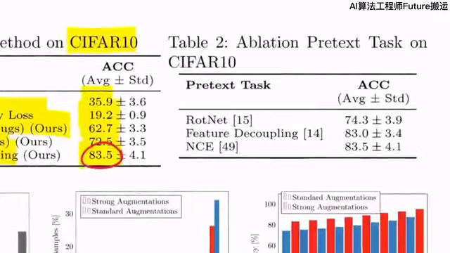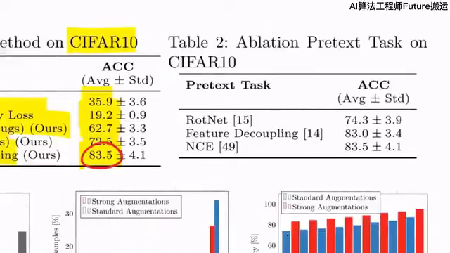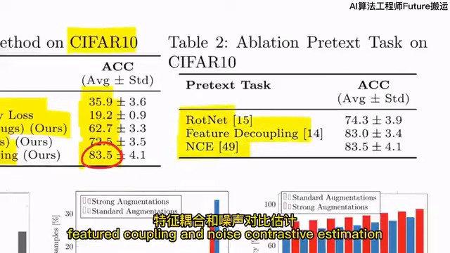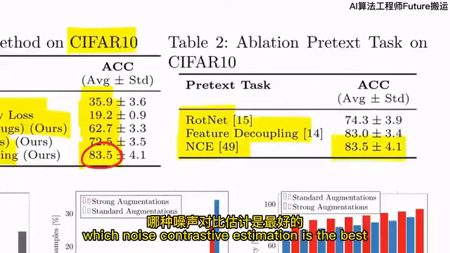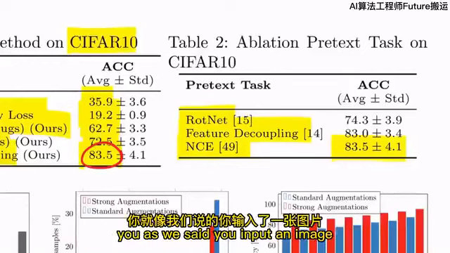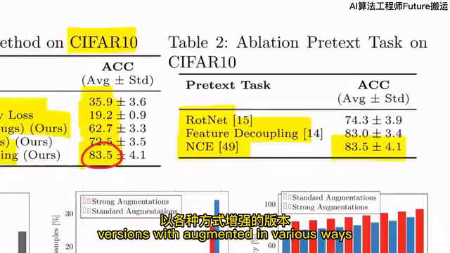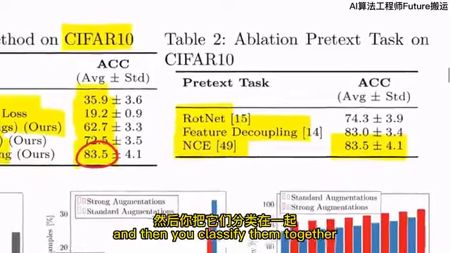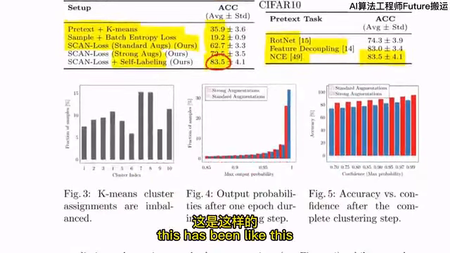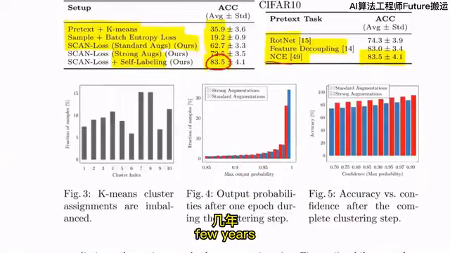And they investigate what kind of self-supervision tasks at the beginning are important. And they investigate things like RotNet, feature decoupling, and noise contrastive estimation, of which noise contrastive estimation is the best. And noise contrastive estimation, I think, is just where you, as we said, input an image, and then its kind of noisy versions, augmented in various ways, and then you classify them together. And these methods have been very successful in the last few years.